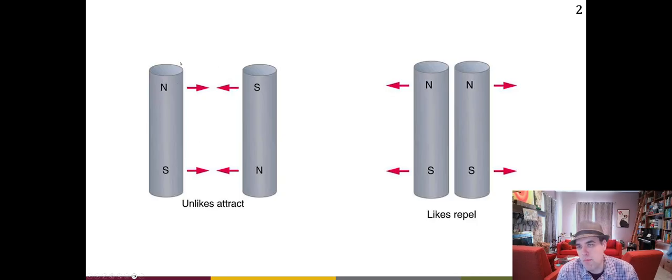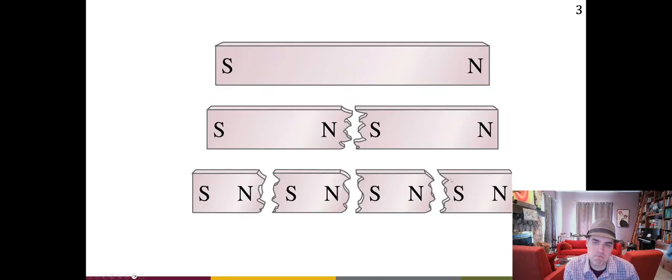And so, unlikes attract. So North Pole is attracted to South Pole and vice versa, and likes repel. So North poles repel and South poles repel.